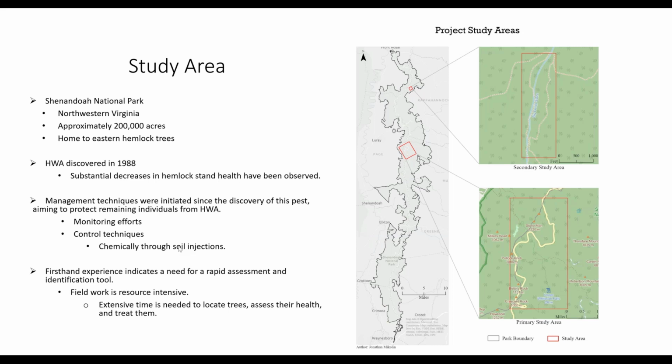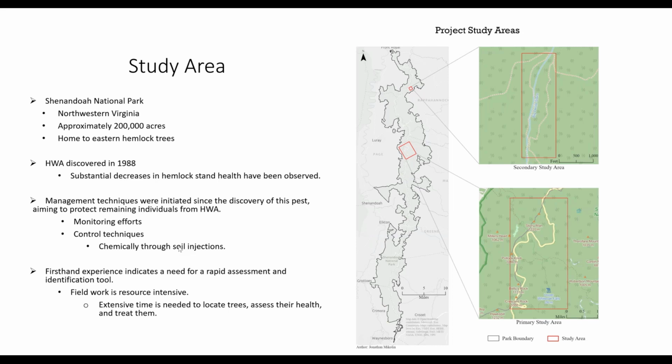However, there are remaining populations consisting of singular trees within the forest, and those are the ones I wanted to map in this project. The park has actively managed these trees since the discovery of HWA, starting out with monitoring efforts followed by a shift to control techniques, which consist of a soil application of a chemical to provide hemlock trees resistance against it. And so as a Park Service employee based out of Shenandoah, I've helped with some of the field work for hemlock management there.